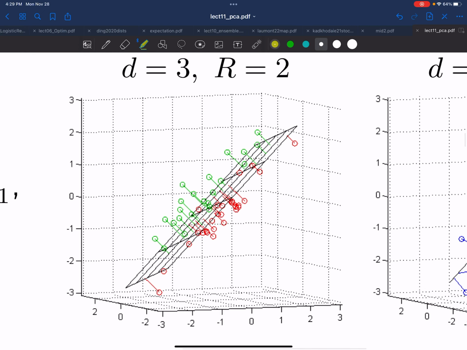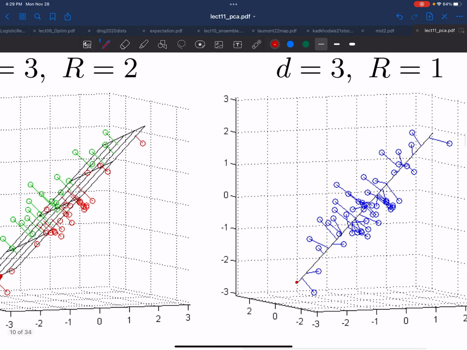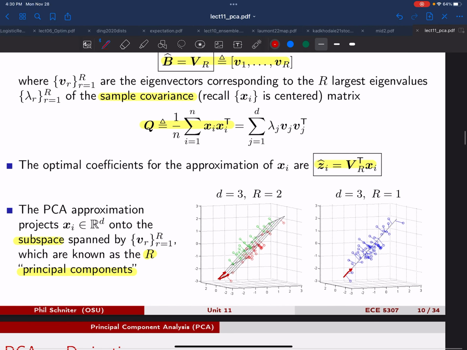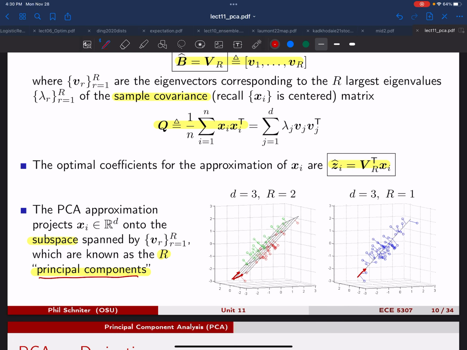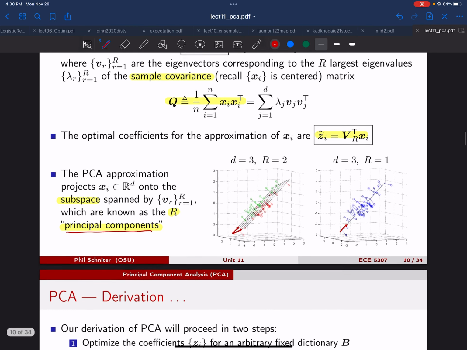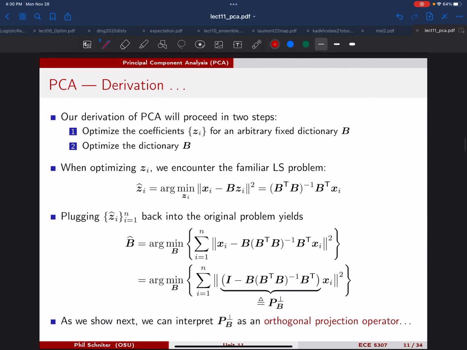So in this case, the directions that are defining this plane, those are the principal components. And in this case, there's just one principal component. It's the direction that's defined by that line. Okay, so that's the solution. So let's see if we can derive this from first principles.